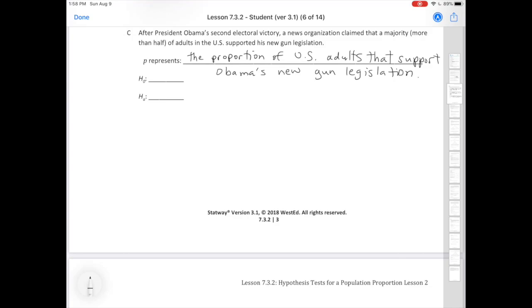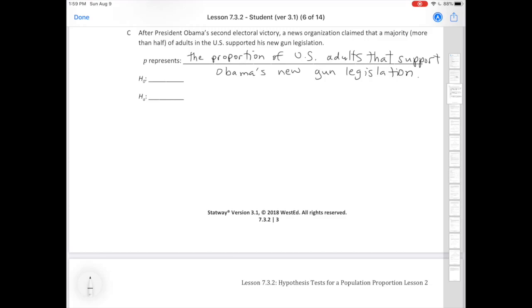I know this is an outdated problem, right? Calling it new legislation is weird because Obama's not even president anymore, but we're just going with the terminology of the problem, right? We're sort of putting ourselves back in time here.